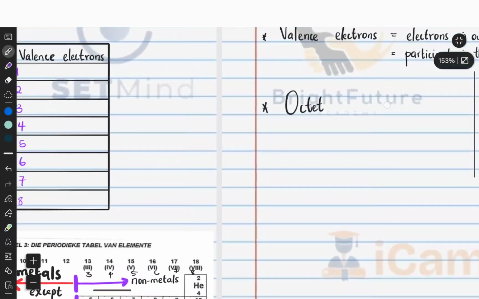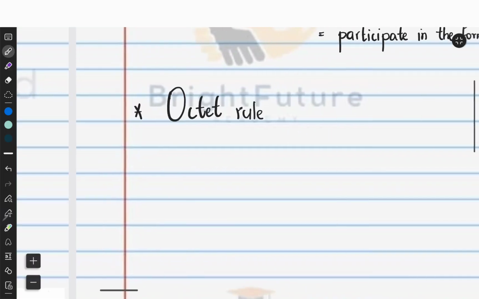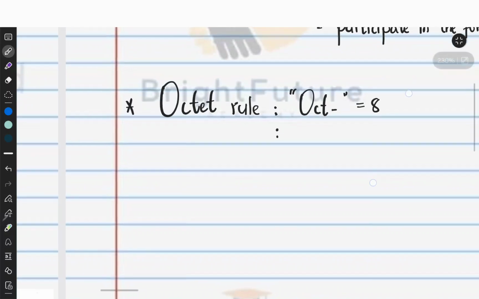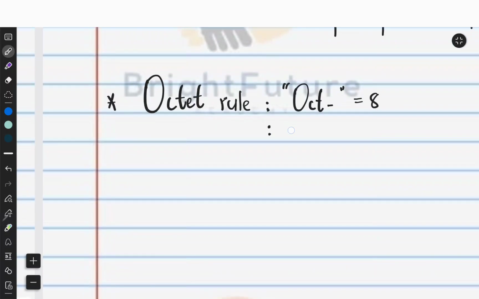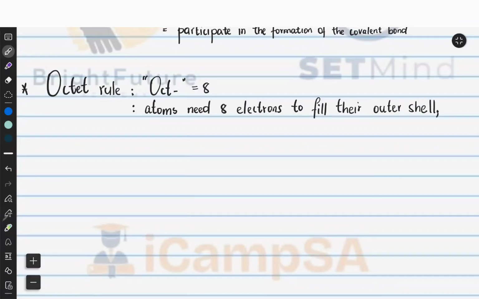Okay, so the octet rule says, remember, oct just means 8. Oct, which is a prefix, it means 8. So when we say octet rule, think of it as a rule of 8. So these atoms need 8 electrons to fill their outer shell, except hydrogen. It only needs one.